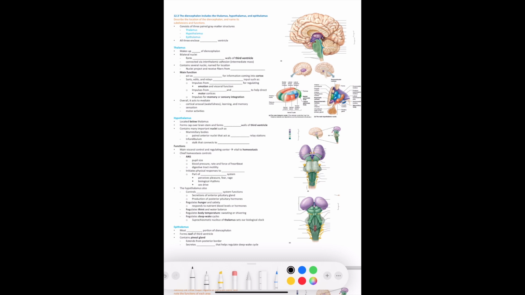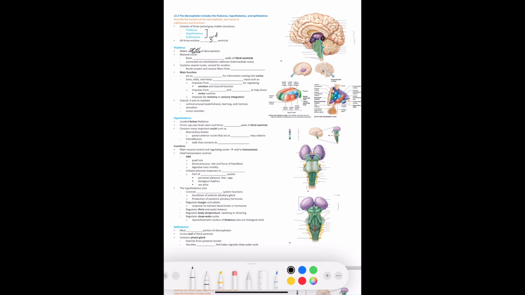The diencephalon is composed of the thalamus, hypothalamus, and epithalamus, and all three are going to enclose the third ventricle. The thalamus is going to make up 80% of the diencephalon, and we can identify the thalamus here. So below the thalamus, that's the location of where the hypothalamus is. The epithalamus, that's what's going to be found right in here.